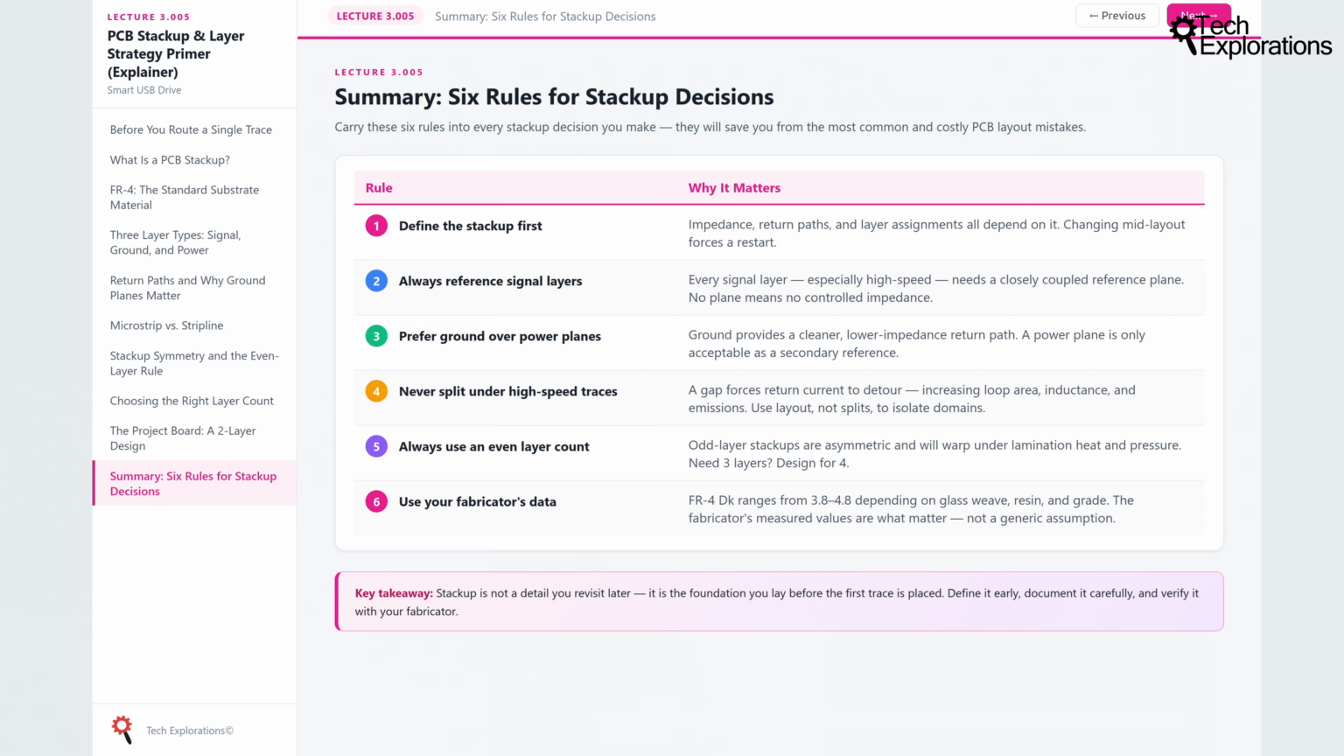1. Define the stackup before you begin routing. Trace impedance, return path geometry, and layer assignment all depend on the stackup you choose. Changing the stackup mid-layout forces a restart, which is exactly what happened to me in this project. 2. Every signal layer, especially those that are high speed, needs a closely coupled reference plane. That reference is what controls impedance and keeps return currents disciplined. No reference plane means no controlled impedance and no predictable return path.